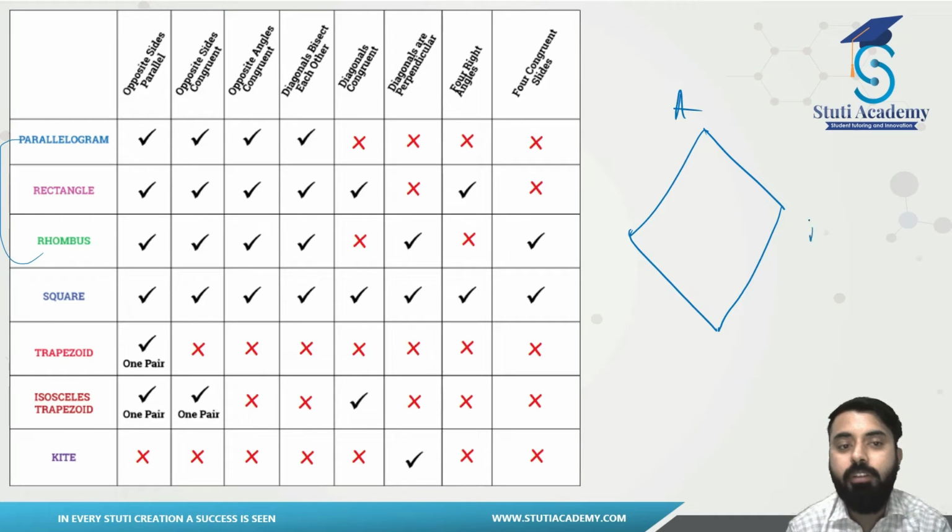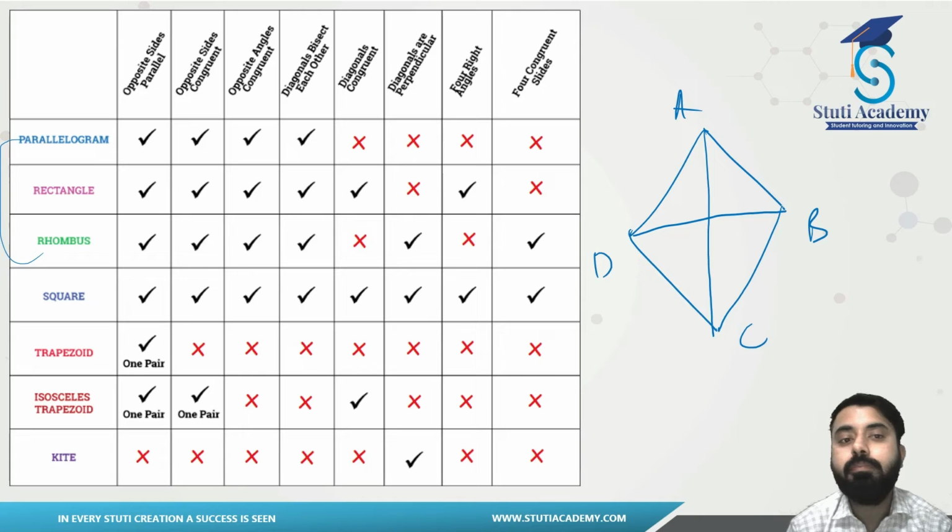Let's say ABCD is a rhombus. Although people might get confused that this is a kite. Remember, a kite is not a rhombus. A kite is different. A rhombus can be a kite, but a kite cannot be a rhombus. That is the main thing to be noted here.